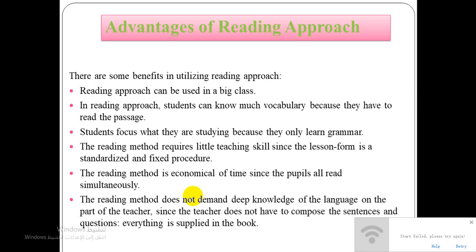The reading method is economical of time since the pupils all read simultaneously. The reading method doesn't demand deep knowledge of the language on the part of the teacher since the teacher doesn't have to compose the sentences and the questions.